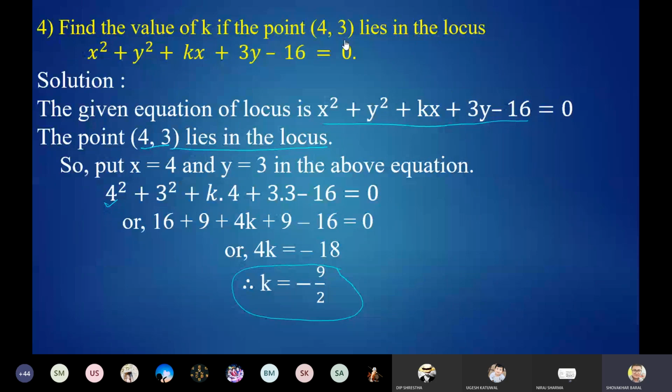Just a few moments. Okay, Rupesh Adhikari, Yogesh Katwal, yeah, they are raising hand. It means they have completed. So let's go to the next question.